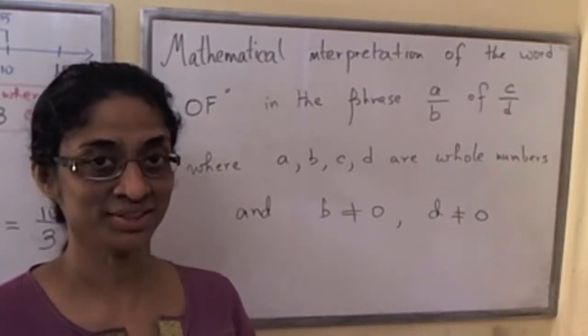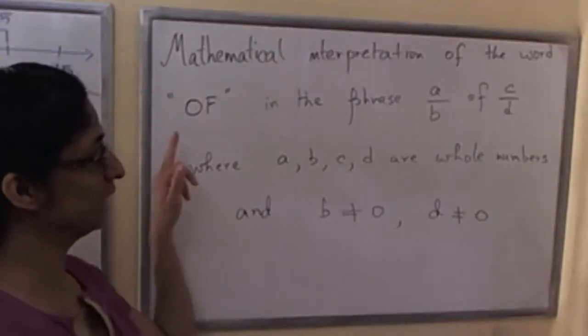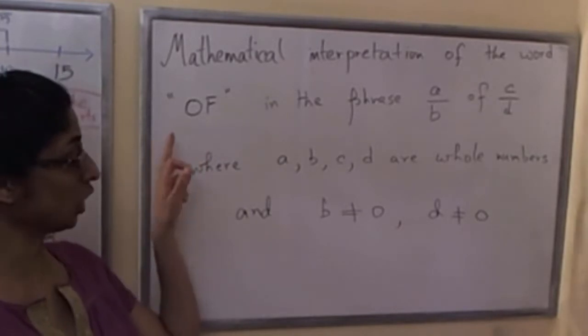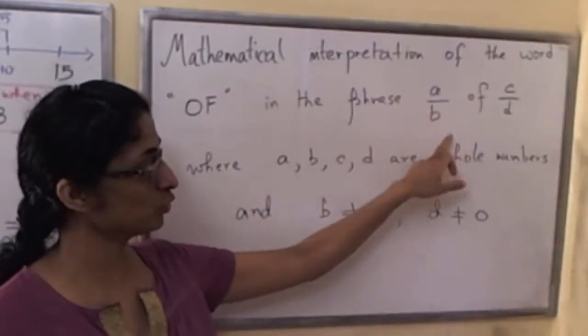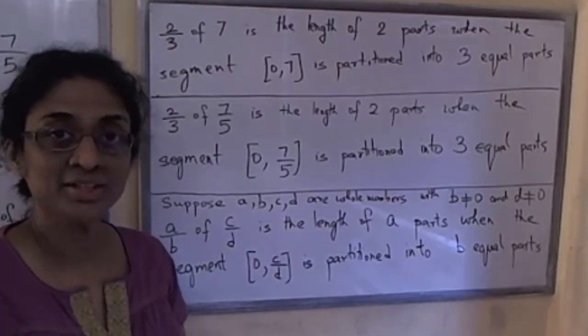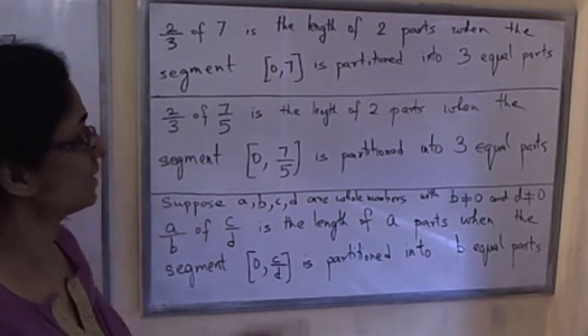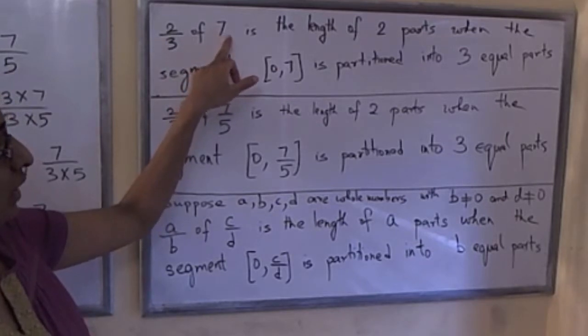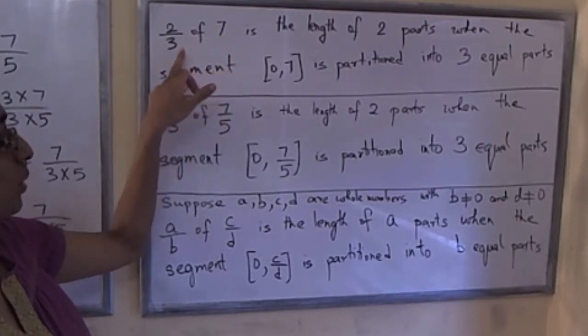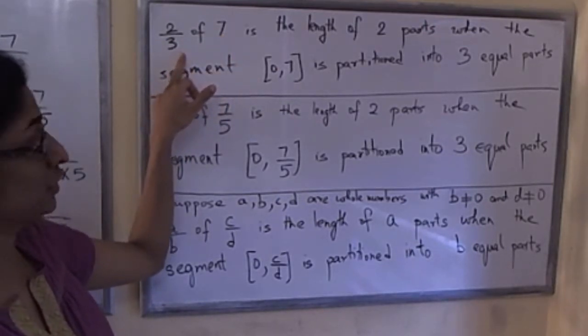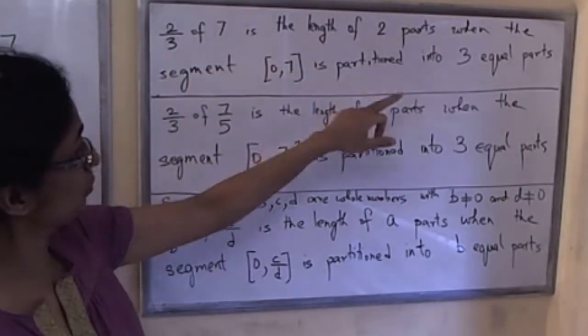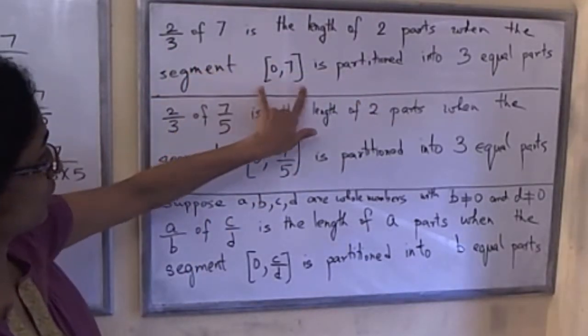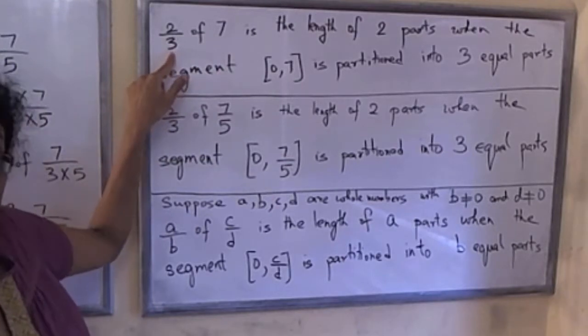Hi, let's continue with a discussion on the mathematical interpretation of the word "of" in the phrase A over B of C over D. So in a previous video, we discussed an example of this type, 2/3 of 7, where notice this number is not a multiple of 3. By definition, we said 2/3 of 7 is the length of two parts when the segment from 0 to 7 is partitioned into 3 equal parts.